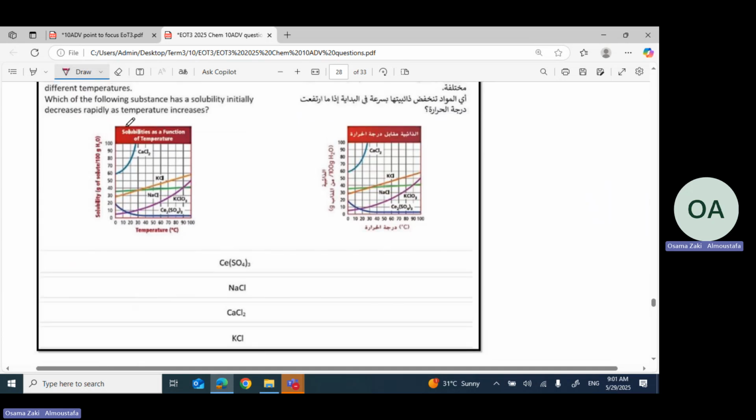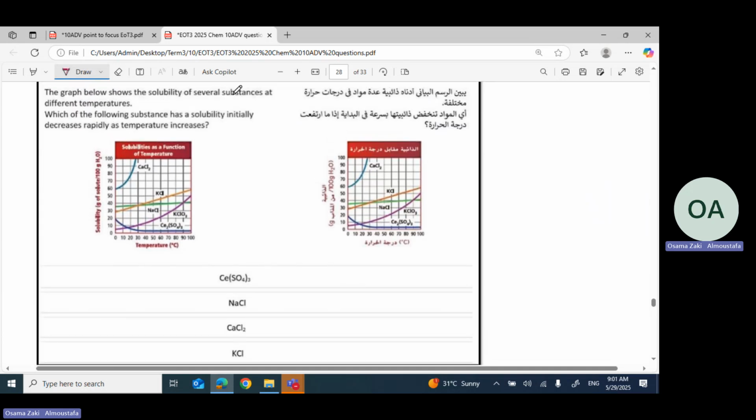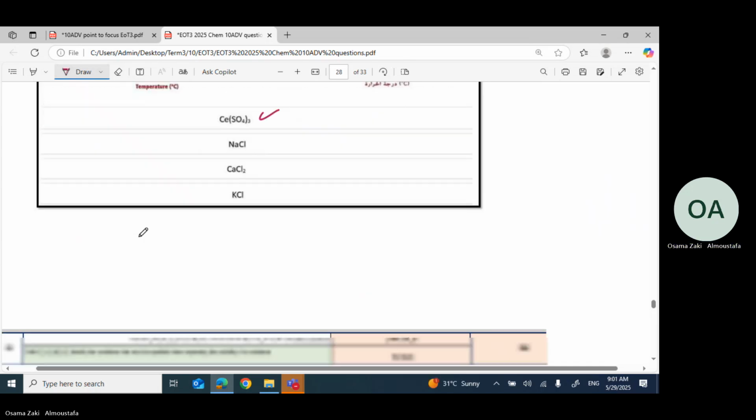This question. Graph of solubility: which substance's solubility initially decreases rapidly? Initially decreases is what? Is this substance. Look at the graph.